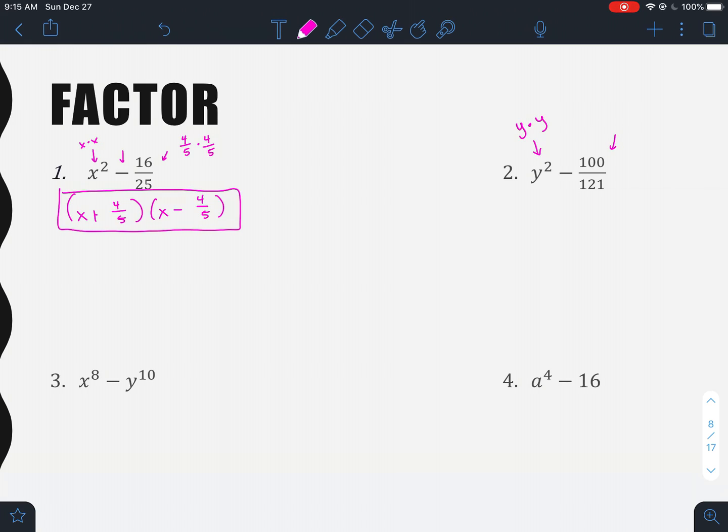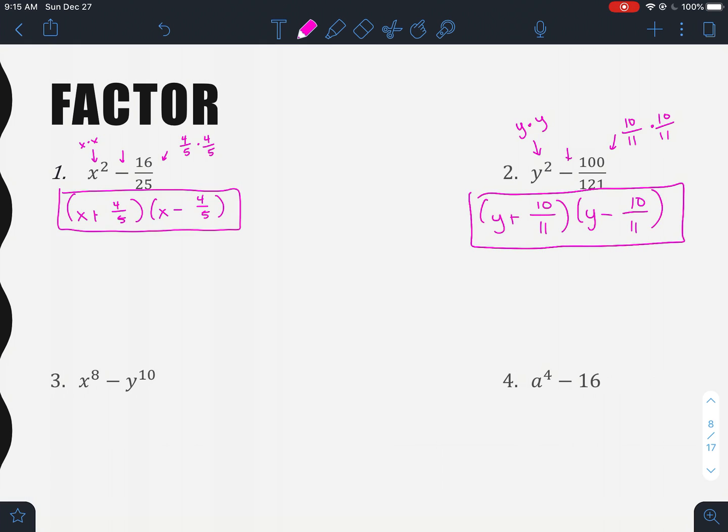Y squared minus 100 over 121. Y squared is a perfect square because it's y times y. 100 over 121 is 10 over 11 times 10 over 11. And we're subtracting, so it'll be y plus 10 over 11 times y minus 10 over 11 when you go to factor it.